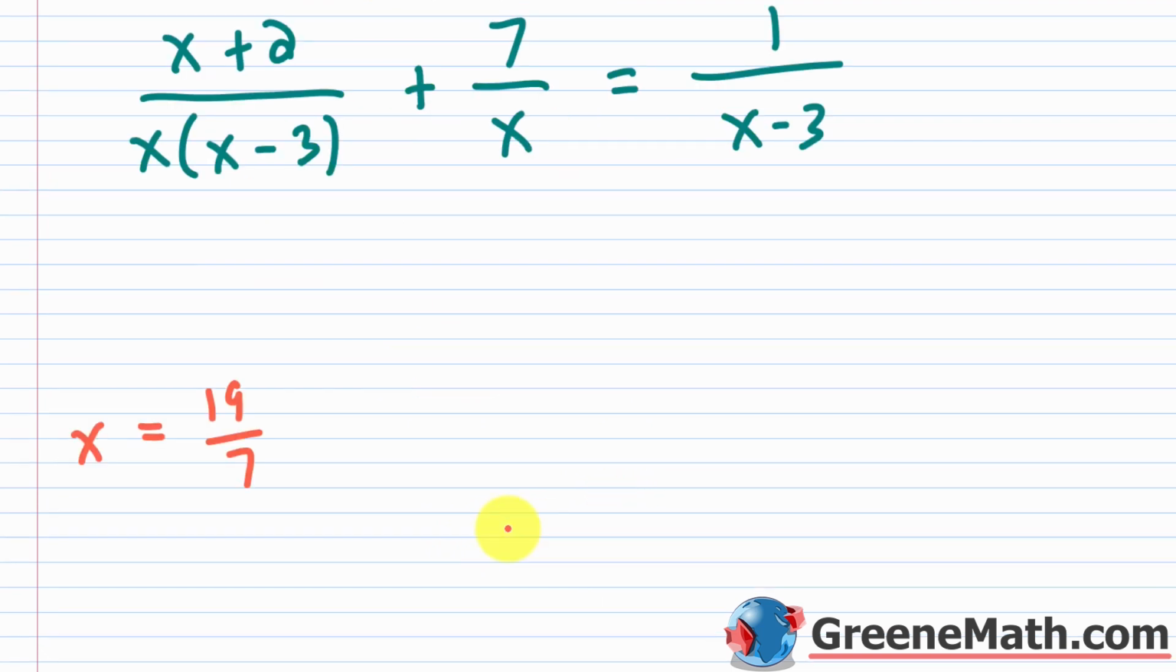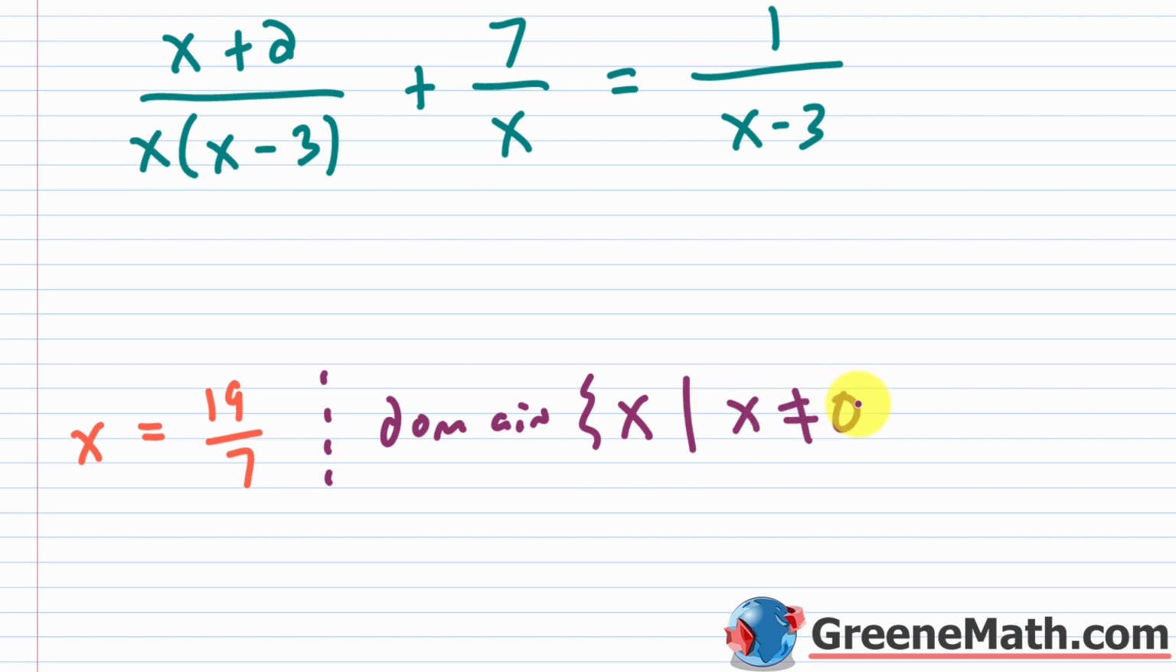Coming back up here, you could just make sure it doesn't violate the domain, or you could check it completely. I'm going to do both. So my domain here is found. It's the set of all x such that, well, you have this factor of x. So you set that equal to 0, and basically that's x is not equal to 0. That's pretty simple. Then the other factor is x minus 3. Set that equal to 0, and if you solve that, you get x is equal to 3.